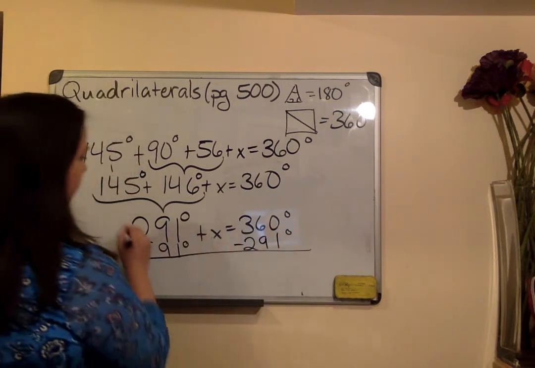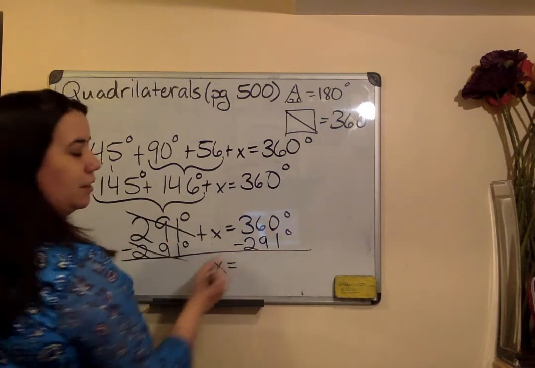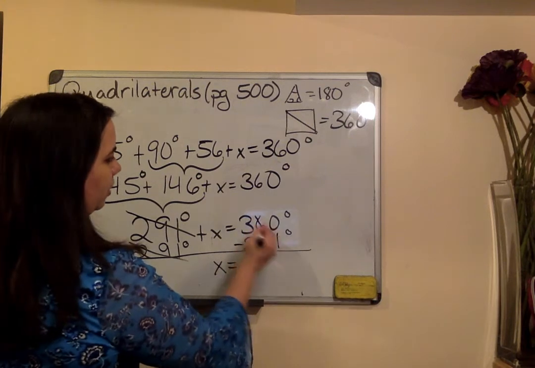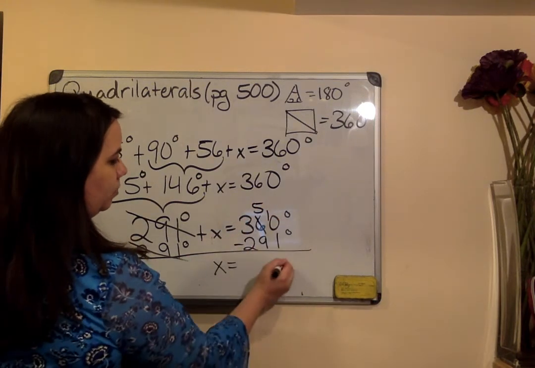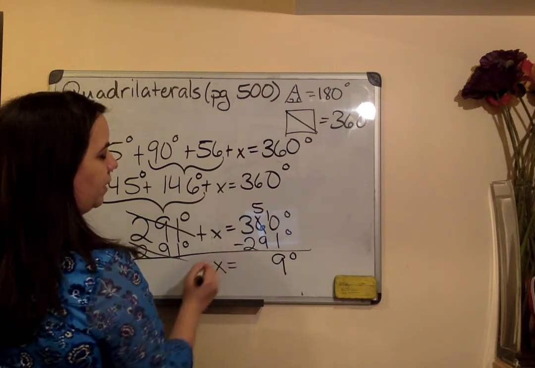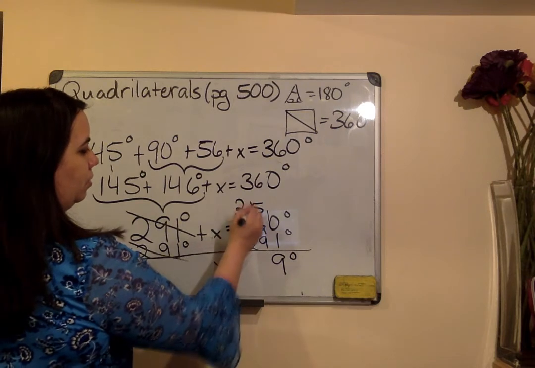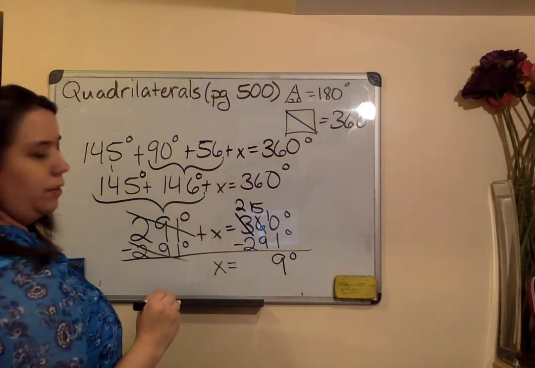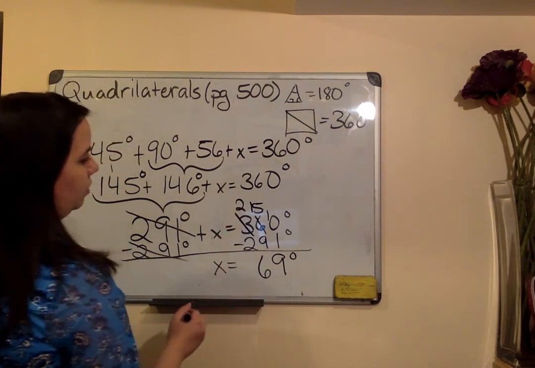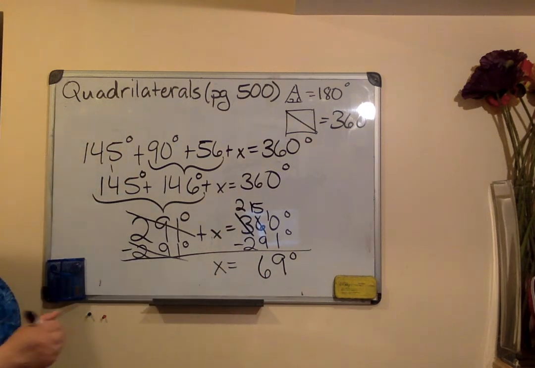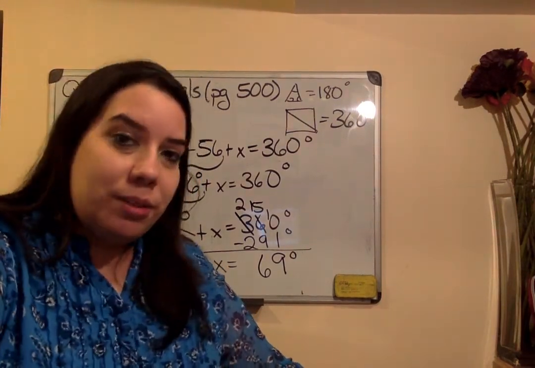Okay, 291 gets canceled out. That leaves me with x. I can't do 0 minus 1, so I borrow from 6, giving me 5. Now I have 10 minus 1, which gives me 9. 5 minus 9, can't do that, so I borrow from 3 and put a 1 in front of 5, giving me 15. 15 minus 9 is 6, 2 minus 2 is 0. So the last angle has to equal 69 degrees. And that's all there is to it.